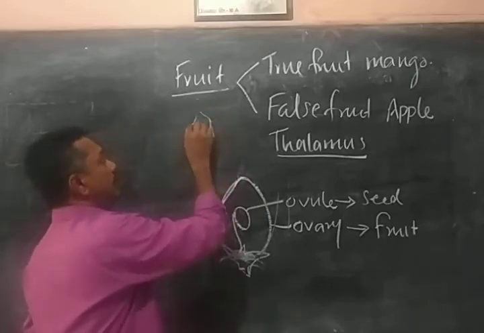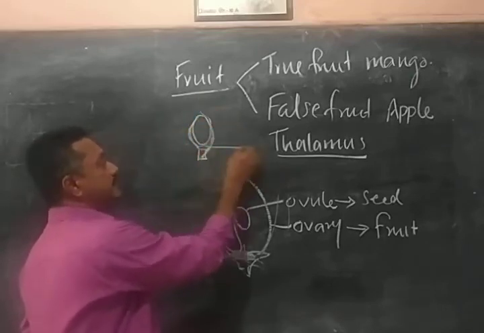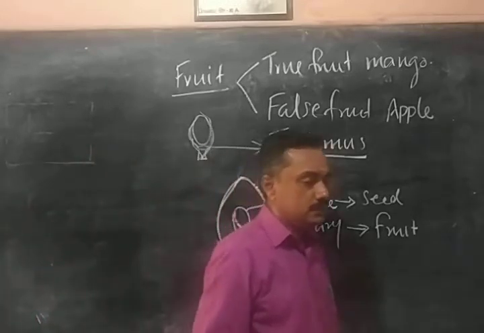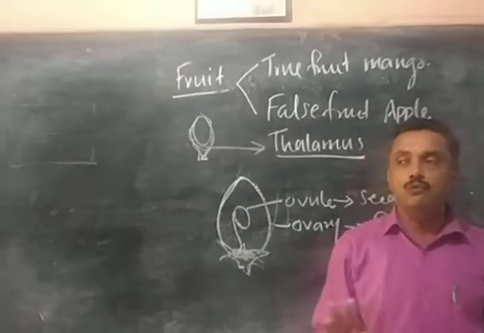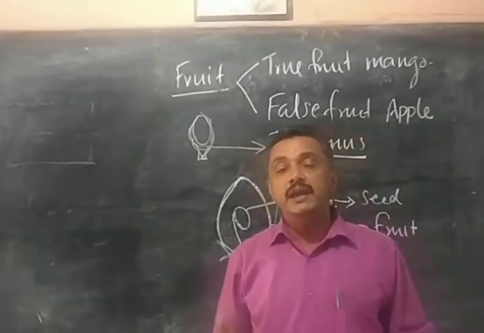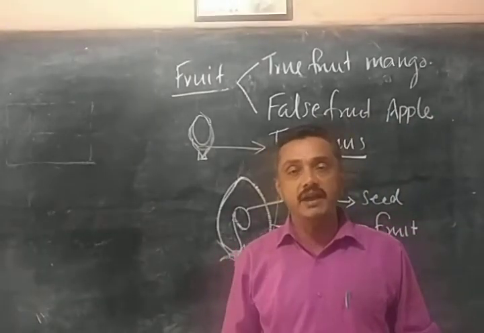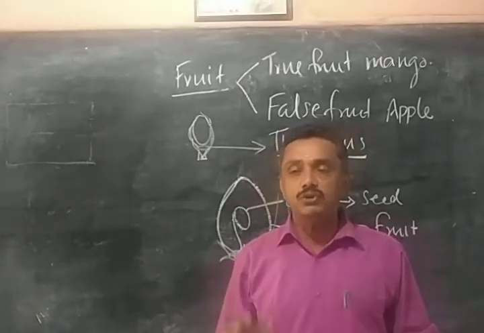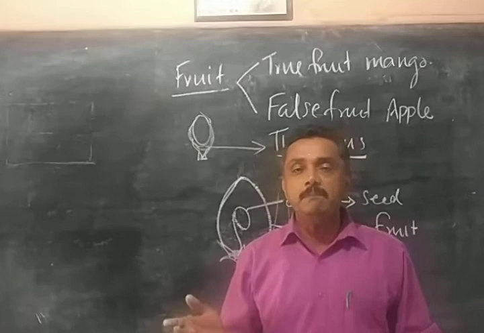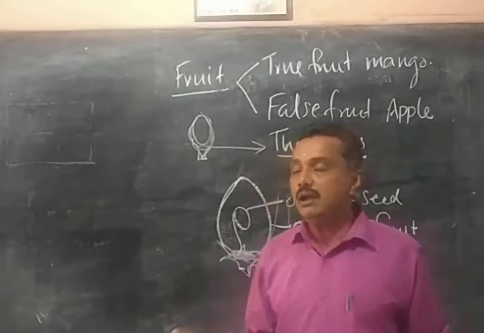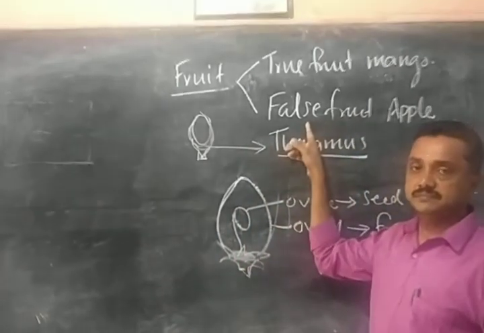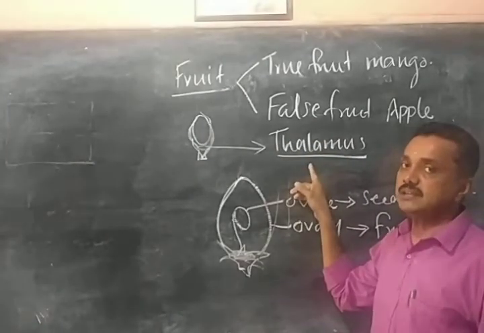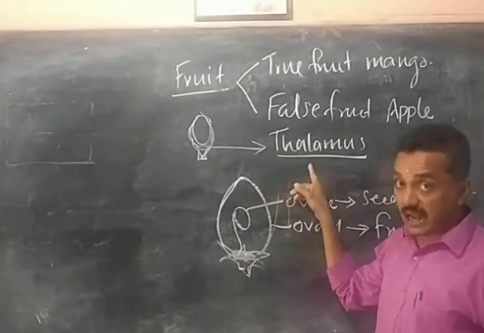So ovary, thalamus is joined. The thalamus develops into fruit. So there are 2 types of fruit, true fruit and false fruit. If the fruits are developing from the ovary, such fruits are called true fruit. And if the fruits are developing from any part other than the ovary, it is called a false fruit. Apple is a false fruit because it is developed from thalamus.